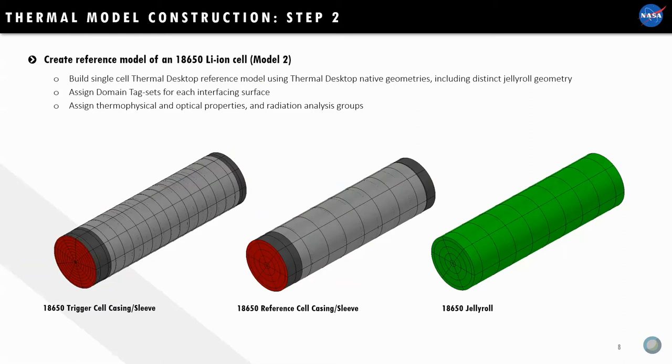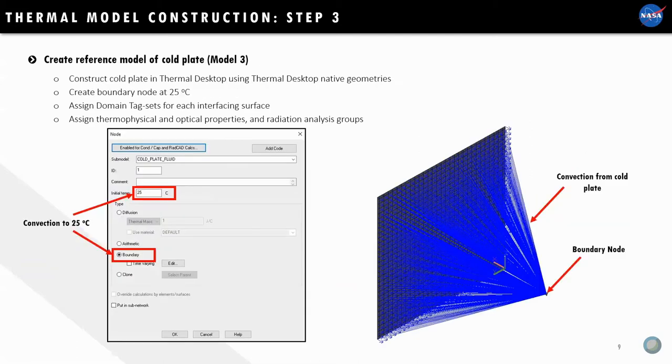If you look on the bottom left here, you can see the kind of progression. On the left, we have our trigger cell version, which is just a higher nodalization version of our reference cell, which is the middle version here. And then finally, on the right side, we have the 18650 jelly roll, which is a distinct geometry that's separate from our cell casings on the two left images.